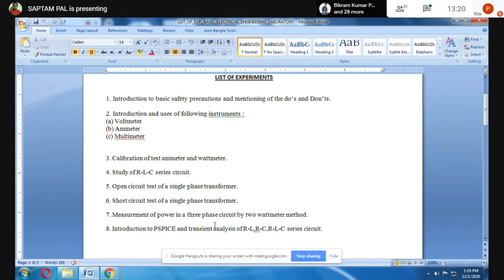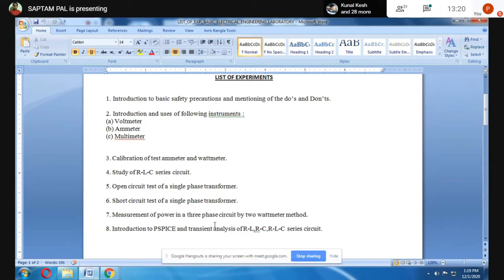These two tests are very important because they give us the value of the inner measurements, that means their core loss and copper loss. It is very much important.